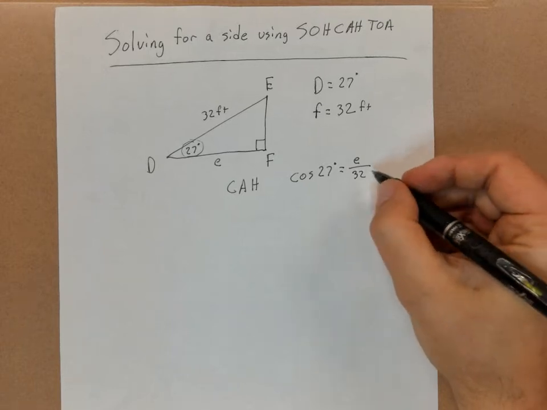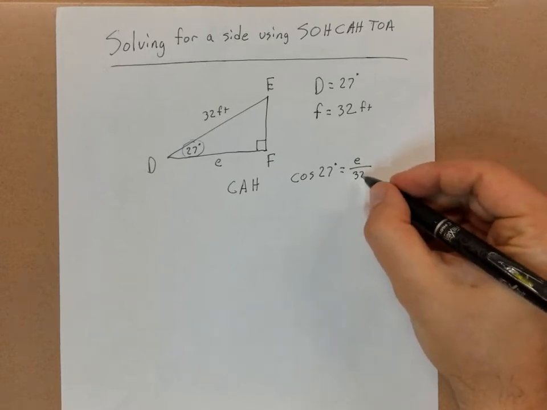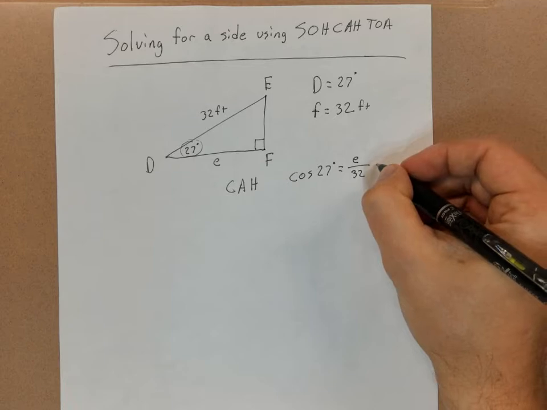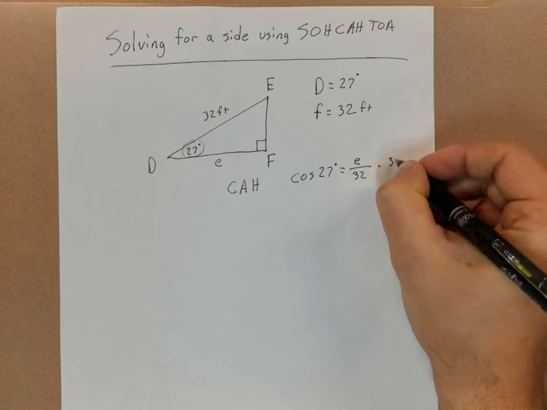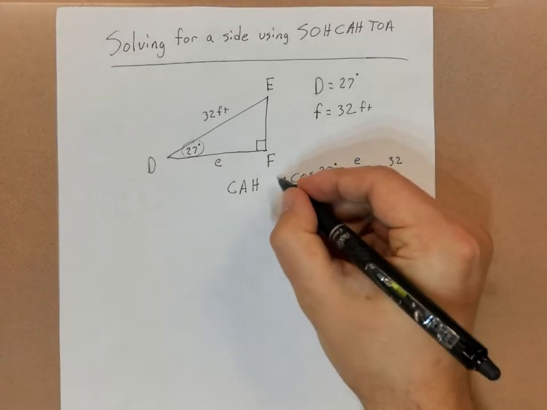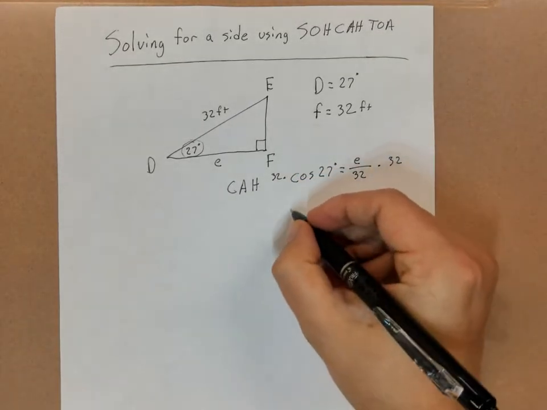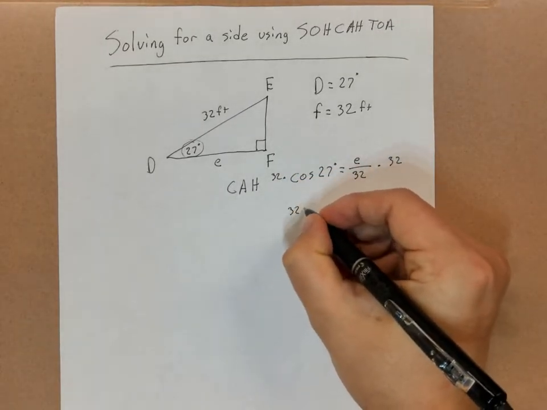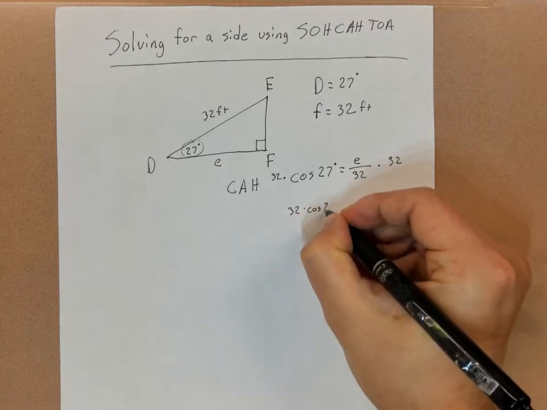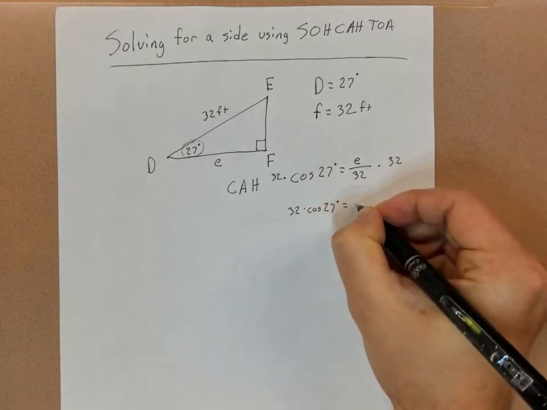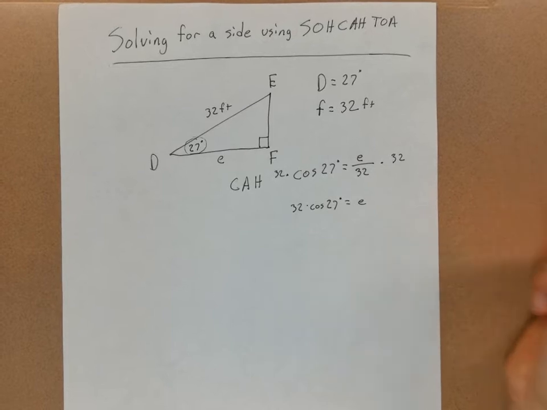The way to do that would be, I want to get E by itself, so I want to move the 32. So I'm going to multiply both sides by 32 because I'm dividing by 32. And the opposite of division is multiplication. So now I have 32 times the cosine of 27 degrees equals little e. And now it's just a matter of, can you type this into your calculator?